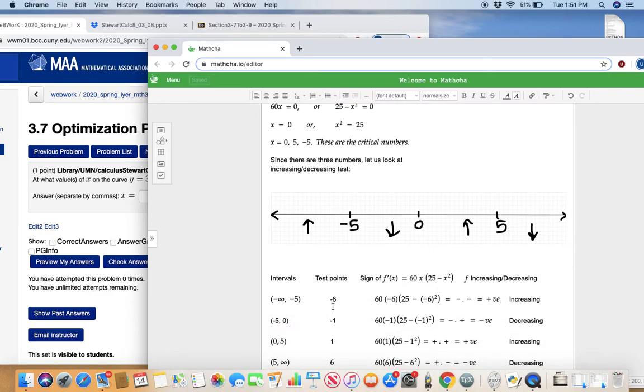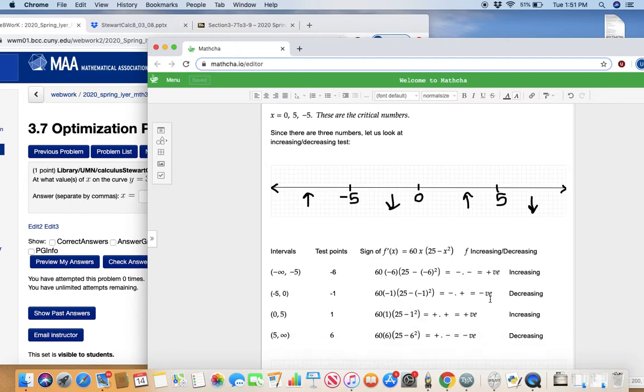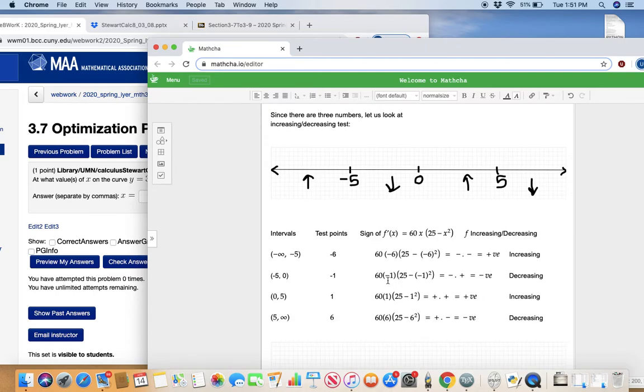Plugging in negative 6: 60 times negative, I don't care for the value, it gives me a negative. Now what about 25 minus negative 6 squared? You see, that's a positive 36. So 25 minus positive 36 will give me a negative. So in all, it's a positive. Likewise, when I plug in negative 1, I get a negative from here, and negative 1 squared makes a positive, but 25 minus 1 is a positive. So overall a negative.